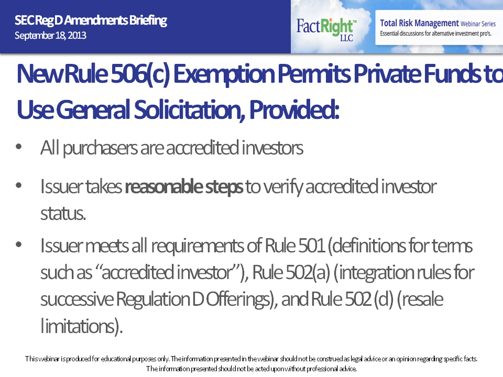The other conditions are that the issuer must meet all requirements of Rule 501, which includes the definition of the accredited investor term and other definitions, and as I mentioned, that hasn't changed. Rule 502(a) provides for some complex integration rules about successive Regulation D offerings, and Rule 502(d) has resale limitations. So those are the conditions of Rule 506 offerings. You can make offers and sales only to accredited investors. You can use general solicitation.